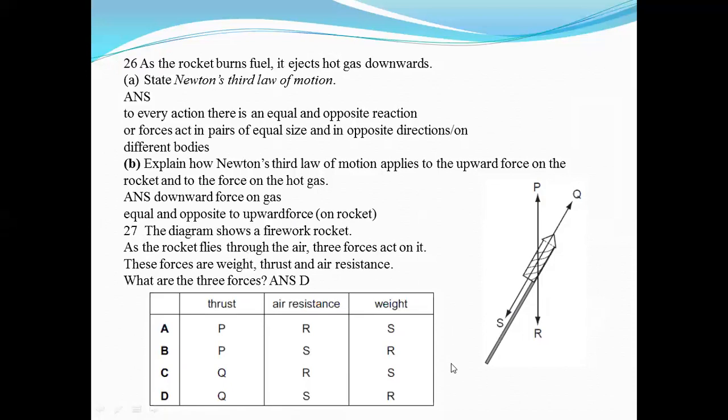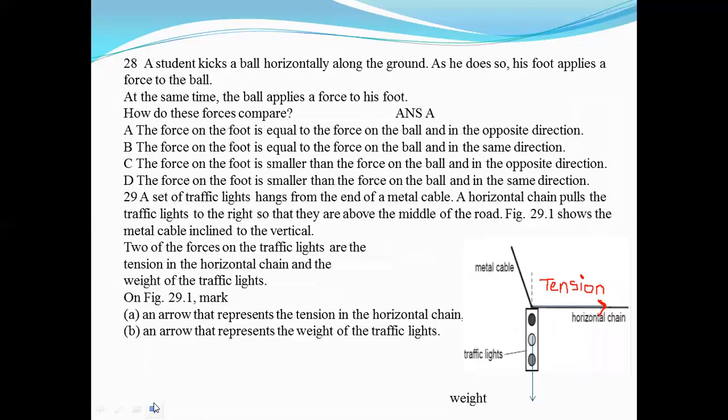Next question. The diagram shows a firework rocket. As the rocket flies through the air, three forces act on it. These forces are weight, thrust, and air resistance. What are the names of these forces? You have to identify. Correct option is D. Q is what? The thrust, the forward thrust. And S is the air resistance. The backward force is the air resistance. And R is the weight. Correct option is D.